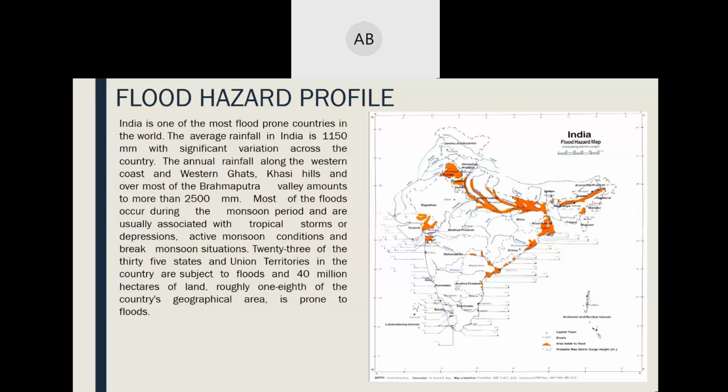So this is a cumulative kind of a map. It is not exactly a map of a particular year, but it has been happening for almost all the years in past history. There may be exceptions from this map also, but in general, this flood hazard map is an idea of the greater India. Again, it's written that India is one of the most flood-prone countries in the world. The average rainfall in India is 1,150 millimeter, with a significant variation across the country.